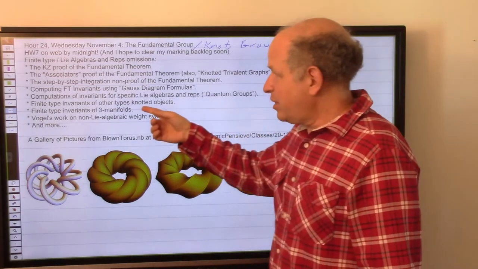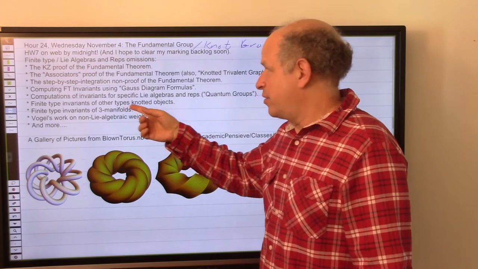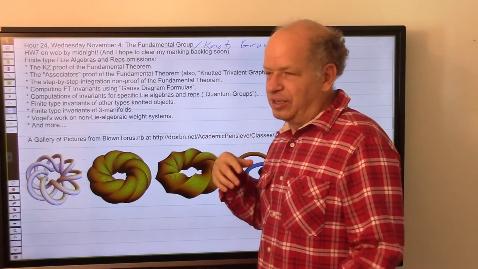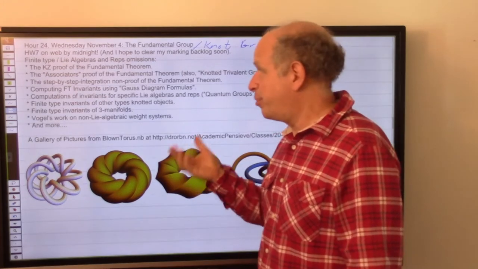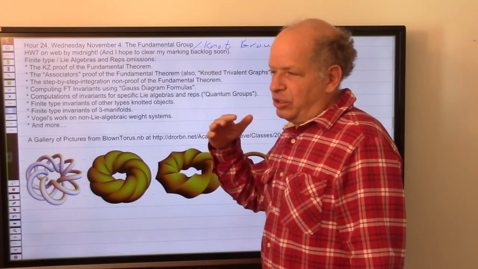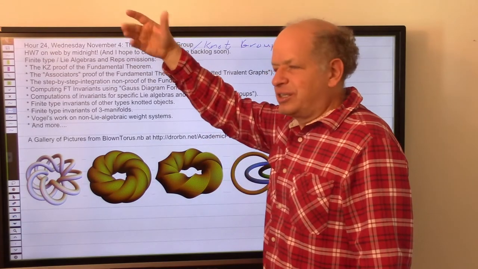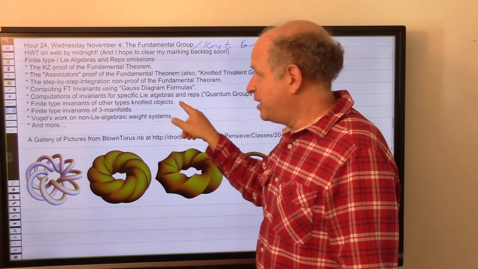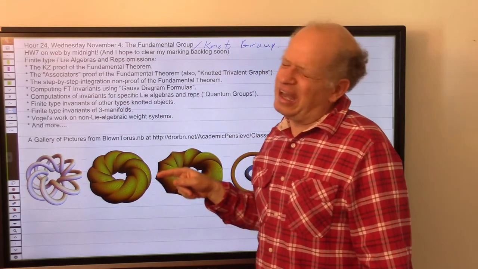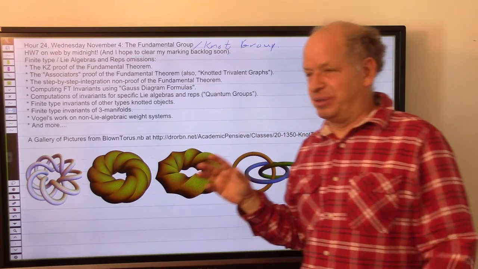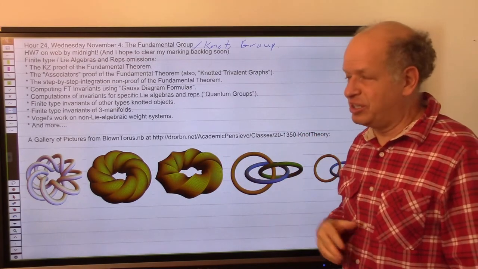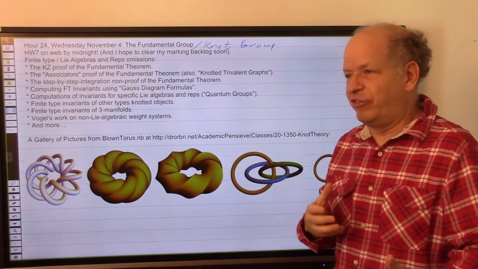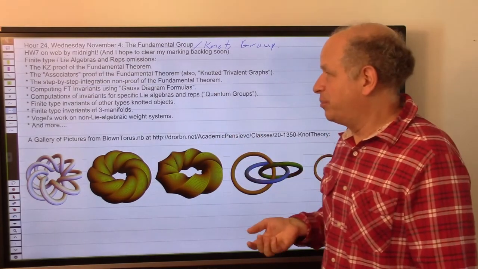Then, there's more than just knots in the world. So there are so-called tangles. We talked about tangles. There are braids. There are two-dimensional knotted objects in R4. There are other types of knotted objects, and they all have finite type theories. All is a bit optimistic, but many of them have finite type theories that are analogous to the one we talked about, but with some features different. So we didn't talk about that.